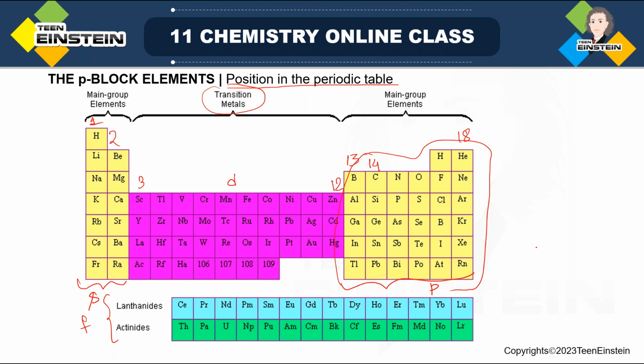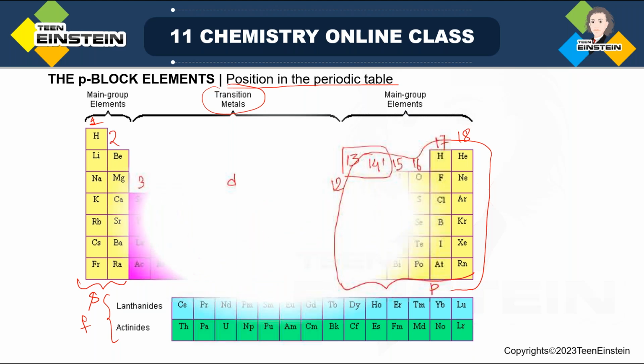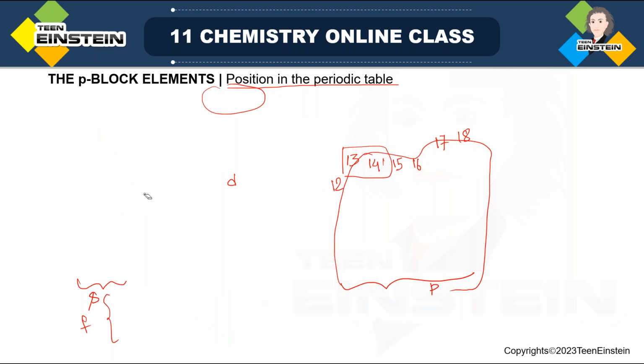So in P block, we have a total of 6 groups, as you can see, 13, 14, 15, then we have 16, 17, 18. Though in this chapter we have only two of these groups, here we are just discussing the general information regarding P block. So this is the position of P block in the whole periodic table, right? Now let me clear all this.